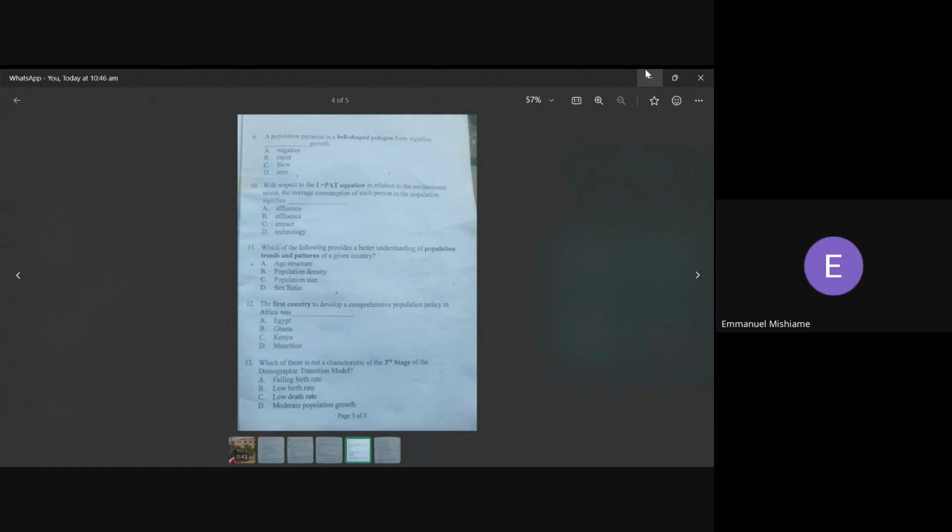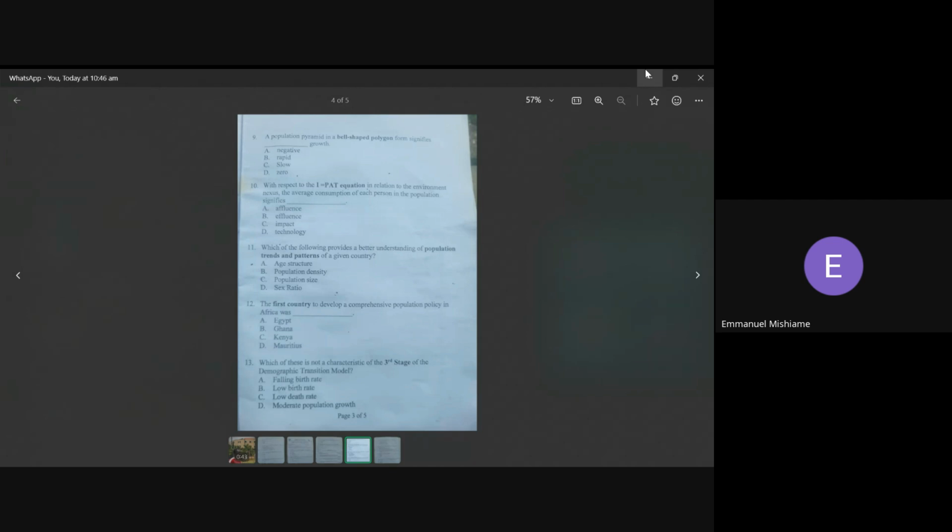I get where it's coming in, but if you look at that statement very well, I want us to try and finish on time. It is rather looking more at population growth, but we are looking at the trends and the patterns. Age structure looks at the number of people who fall within certain age brackets or certain age groups.